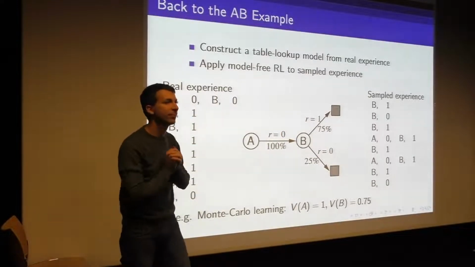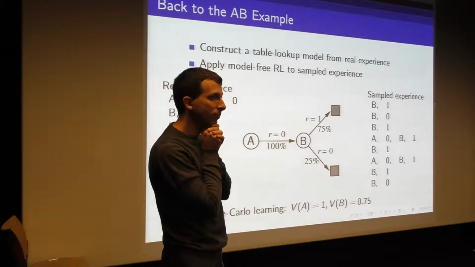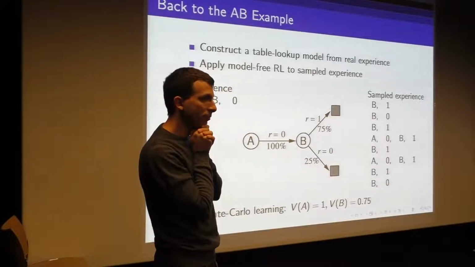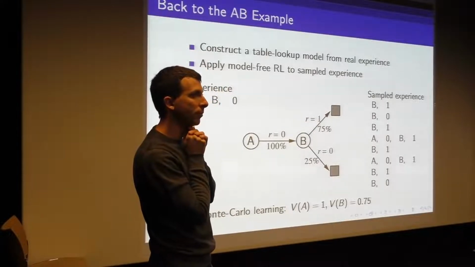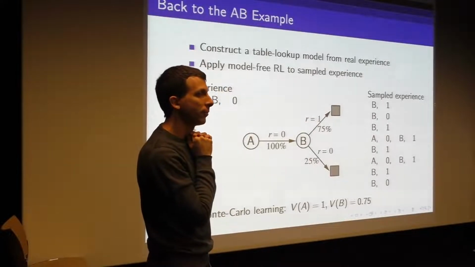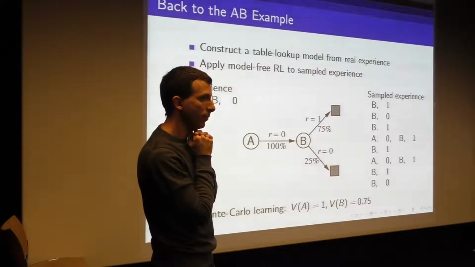Okay, question. How do we tune the number of episodes that we need to look at? Because we might build a model based on a lot of sample experience, but maybe our model doesn't correspond to reality at the end.